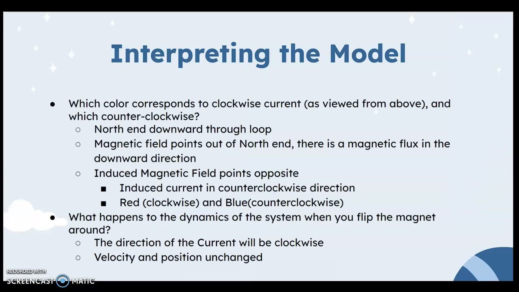Which color corresponds to the clockwise current and the counterclockwise current? So the north end of the magnet is downward through the loop, and the magnetic field points out of the north end, and so there's a magnetic flux in the downward direction. And so the induced magnetic field will point opposite to that direction. So the induced current is in the counterclockwise direction. That means that the red will represent the clockwise current and blue will represent the counterclockwise current.